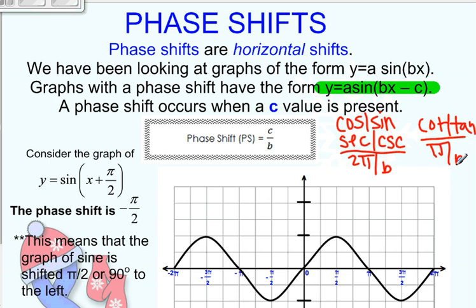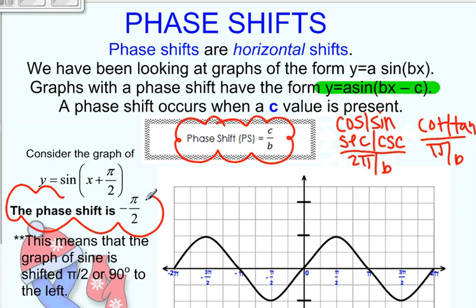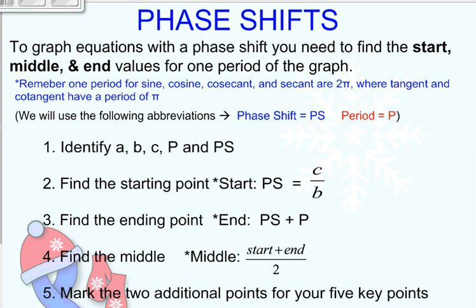Notice that it is indeed a negative c, right, minus c. Our phase shift formula is c over b. And again, remember I told you to key in on that minus. That means we're going to be taking the opposite sign of what we see. So for the graph we were talking about before, we had a plus pi over 2, which means our phase shift is really a negative pi over 2, or we're moving to the left 90 degrees, or pi over 2 radians. Okay, so let's see what the process is going to be.